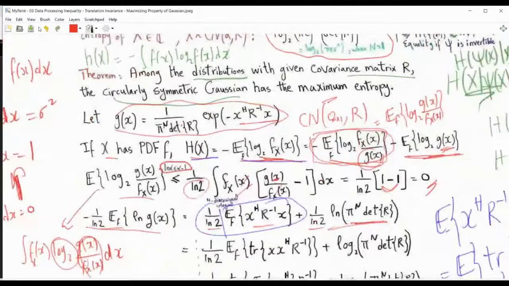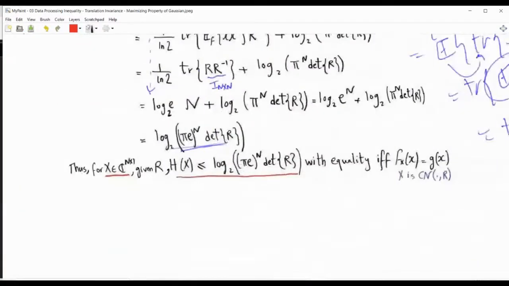Because if it's not zero mean, the entropy is the same. So take the expectation of x equal to 0 without loss of generality, again because of translation invariance.